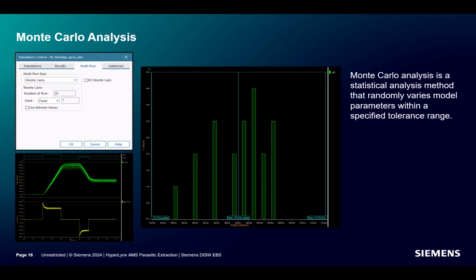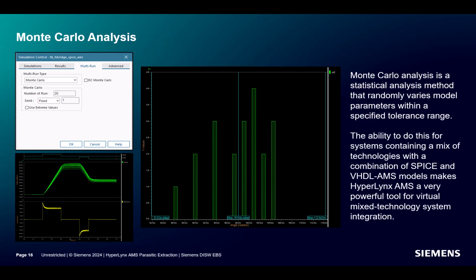Using Hyperlinks AMS's powerful post-processing capabilities, it is also possible to perform correlation studies and determine sensitivities of performance criteria to device parameters. Armed with this information, you can make an informed decision for system optimization, for example, cost versus performance. The ability to do this for systems containing a mix of technologies with a combination of SPICE and VHDL AMS models makes Hyperlinks AMS a very powerful tool for virtual, mixed technology system integration.